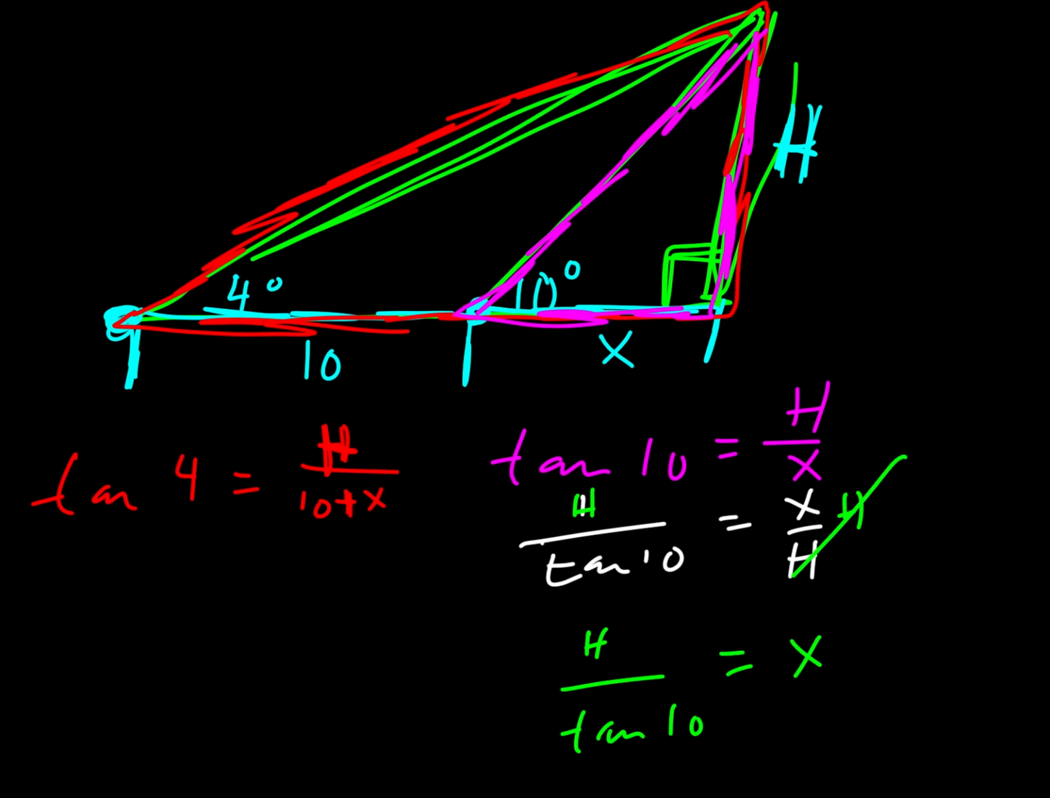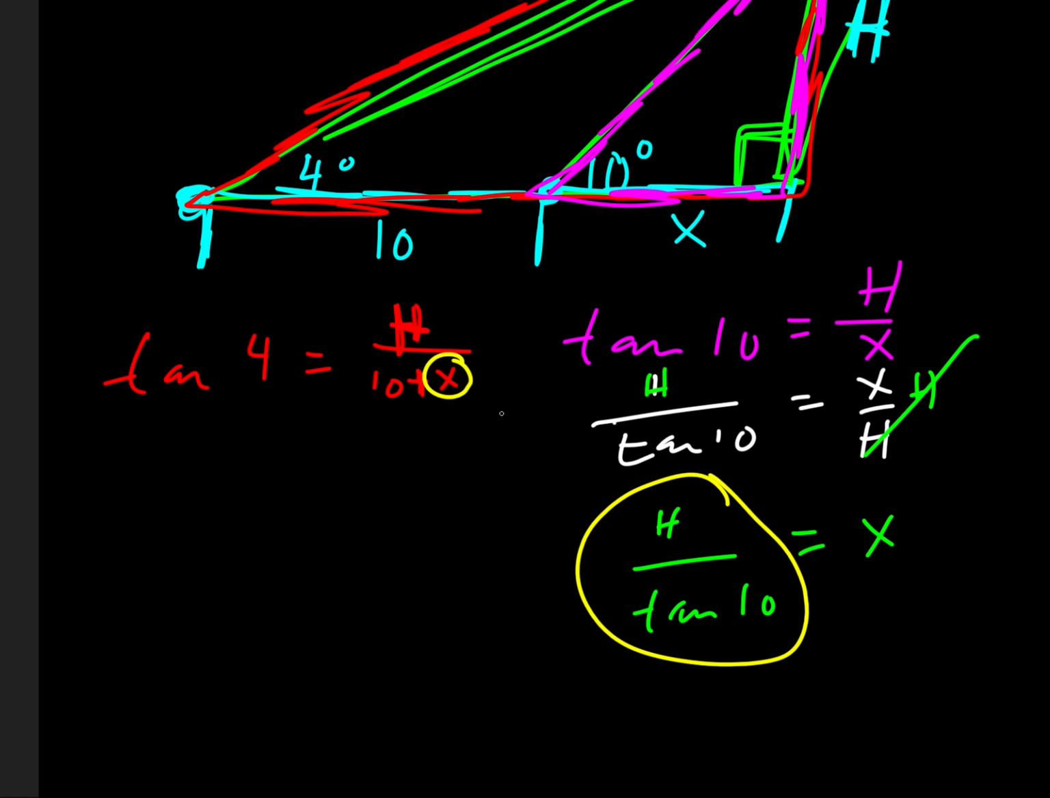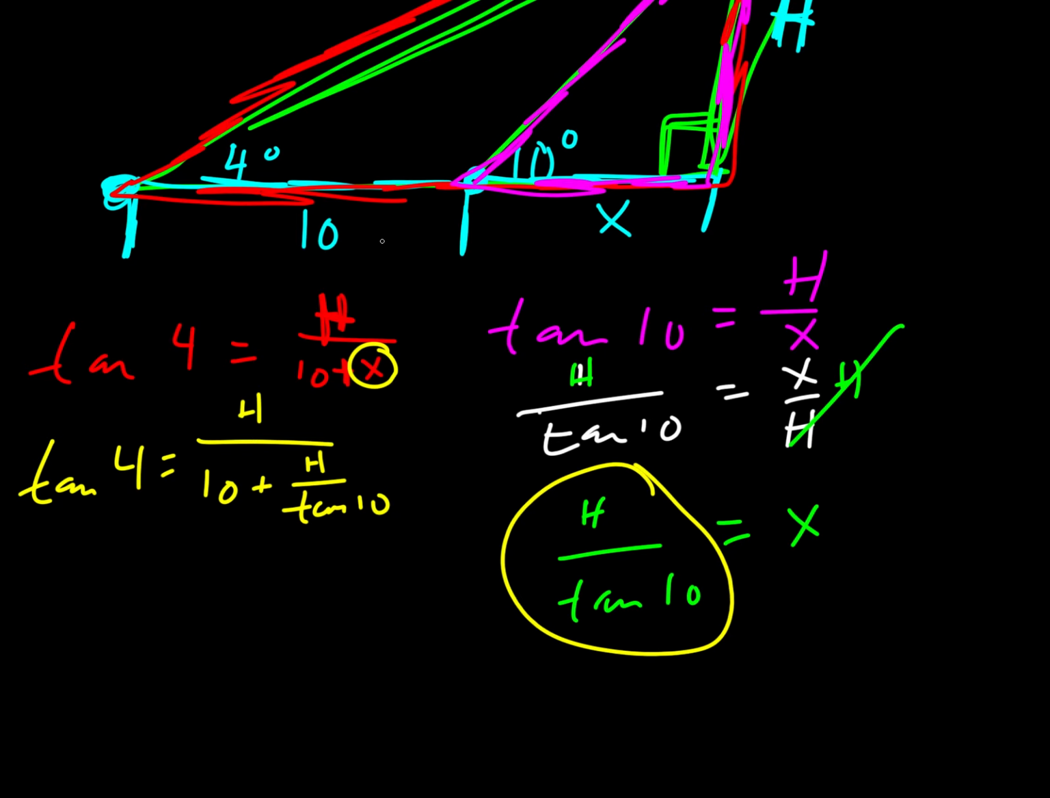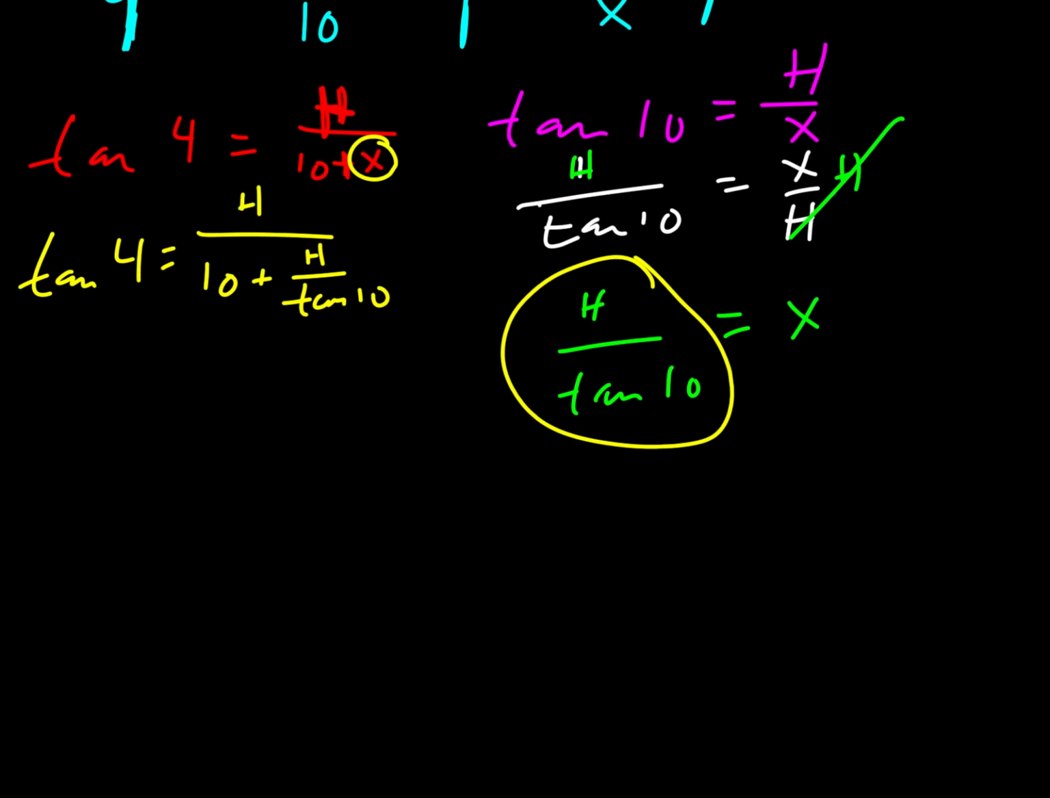Okay, now conceptually this isn't hard, but in practice it's kind of hard. So I'm going to replace, since this is equal to x, and we have an x right here, I'm going to put an x in right there. So I'm going to say tan 4 equals h over 10 plus h over tan 10. Alright, so that's kind of messy.